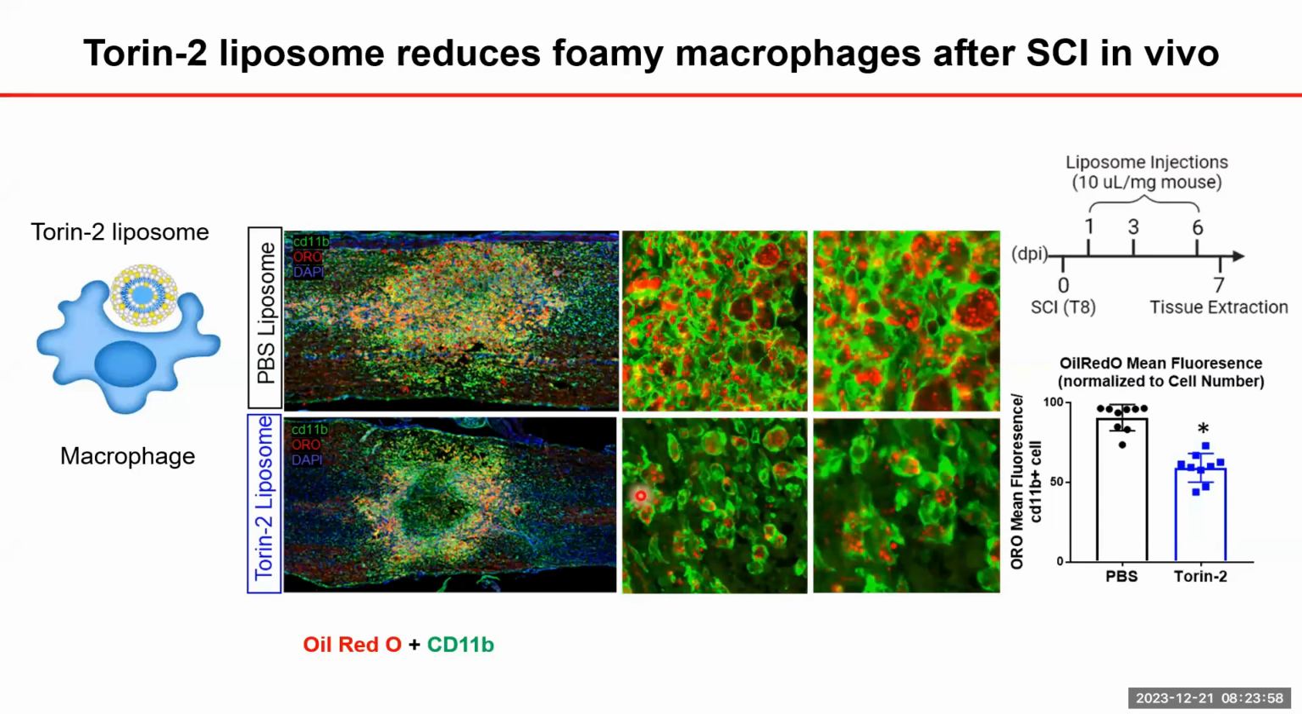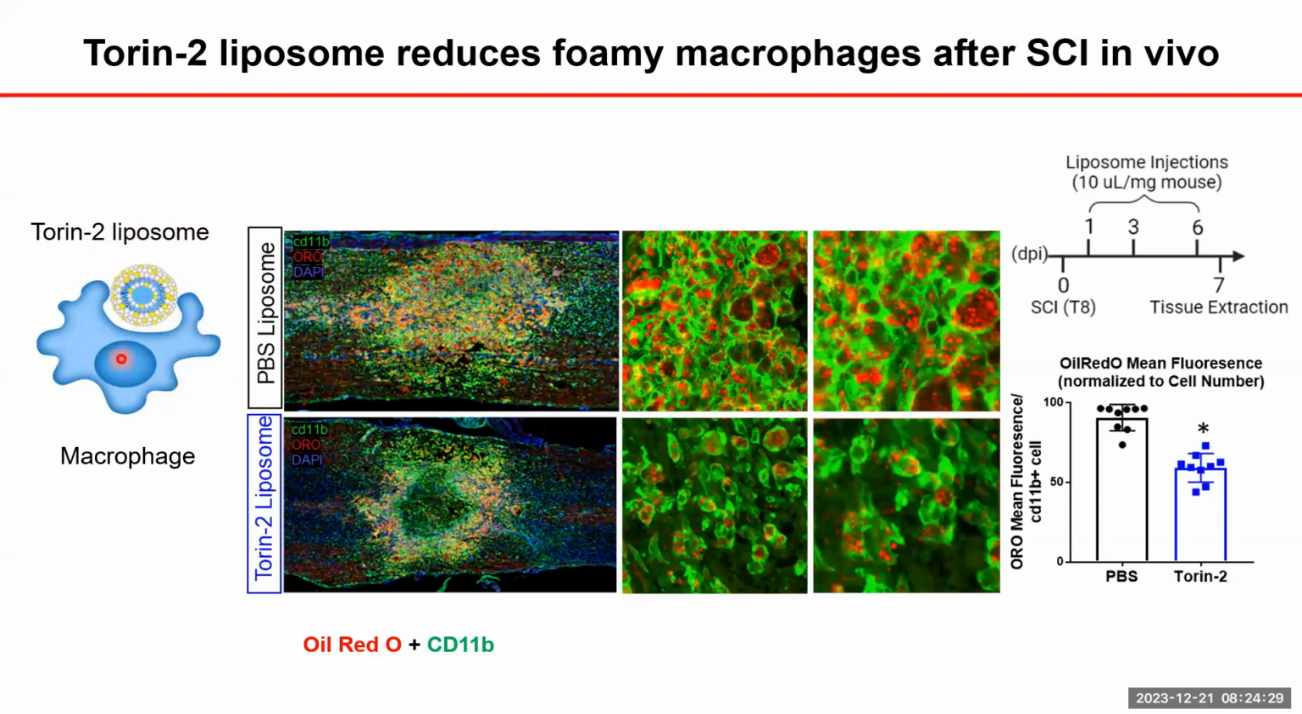So you can argue, well, why don't you just give it IP? We can certainly do that, but one of the downsides of using TORIN2 is that, in addition to PI3 kinase, it inhibits mTOR, and mTOR is really important for promoting axonal plasticity in the central nervous system after spinal cord injury. And so we have this kind of double-edged sword that we have to be careful of.